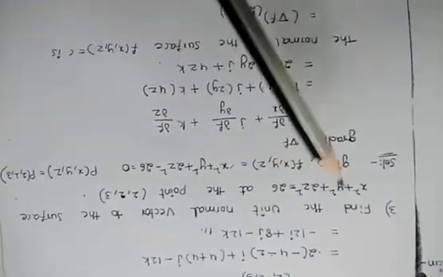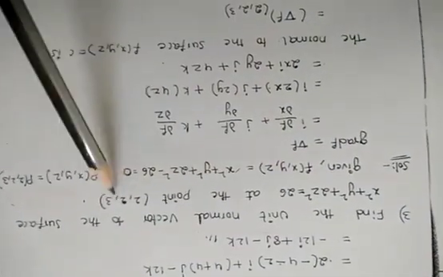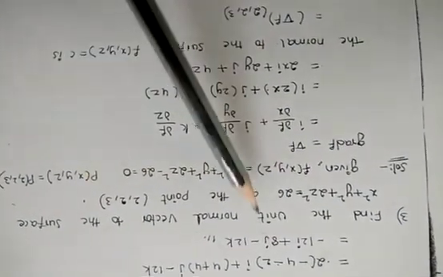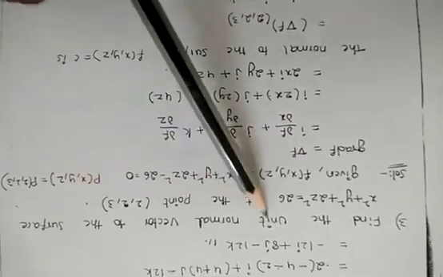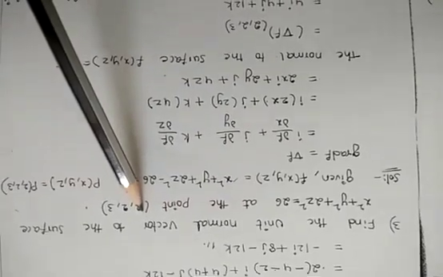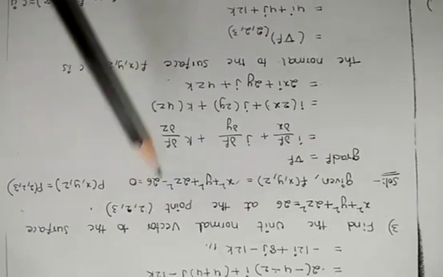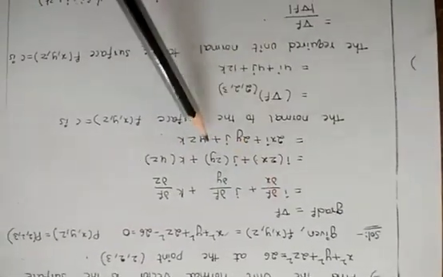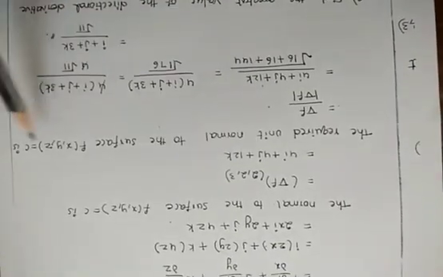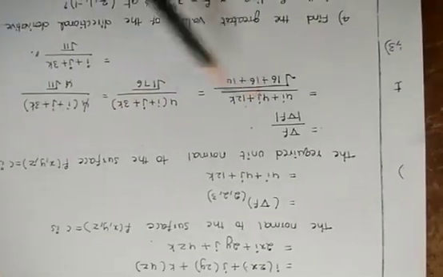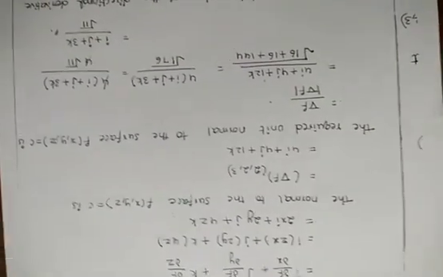Coming to the next sum, we have to find the unit normal vector to the surface at the point. So given function, scalar potential function, and given point p of x, y, z. Here we have to find the unit normal vector to the surface. That means we have to compute del phi by modulus of del phi, or del f by modulus of del f. So we just have to find del f, and then del f at the point. Thus the required unit normal to the surface is del f by modulus of del f. So it is the required unit normal to the surface.